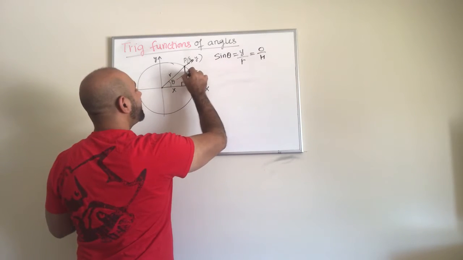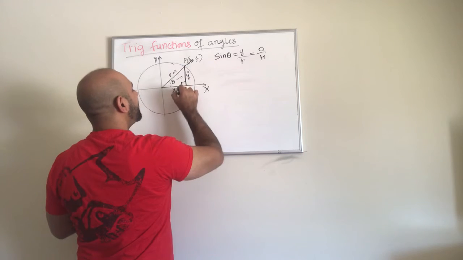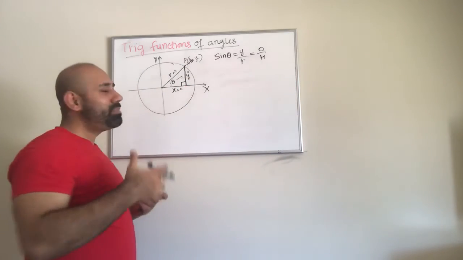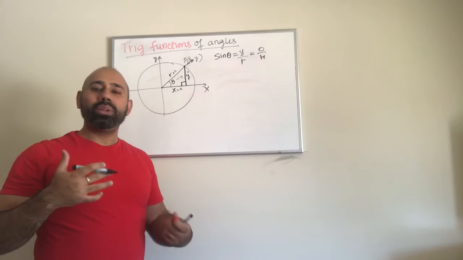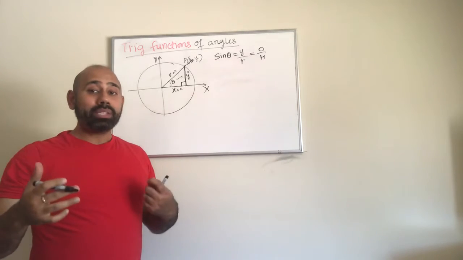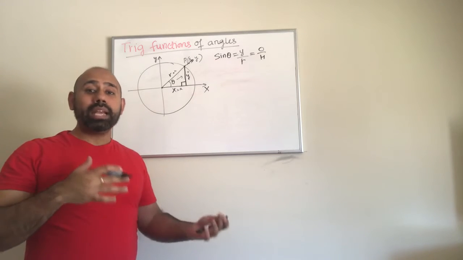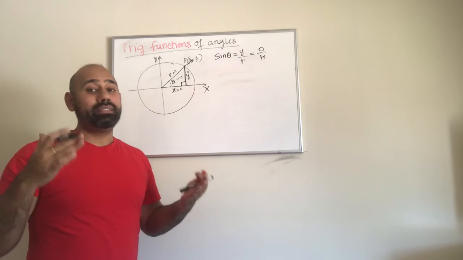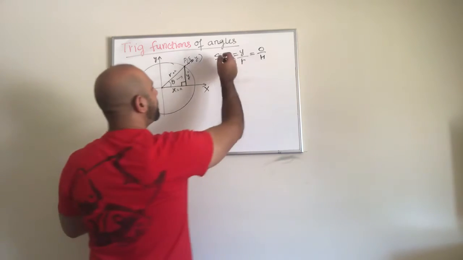Because this is still the opposite side, and this is still the hypotenuse, and this is still the adjacent. But we're not thinking only in terms of opposite, adjacent, and hypotenuse now, we're thinking in terms of the x coordinates, the y coordinates, and the radius, okay? So that is the first thing, sine.